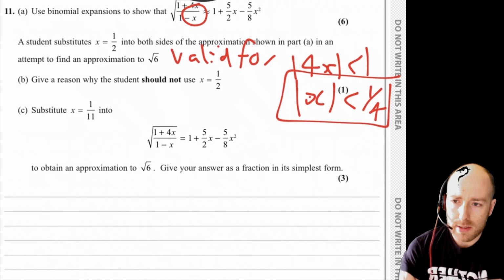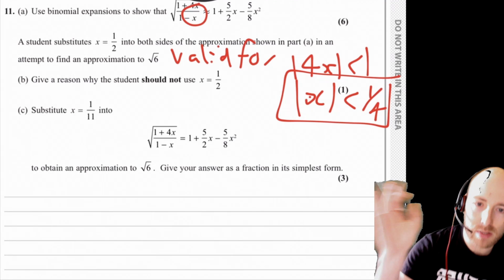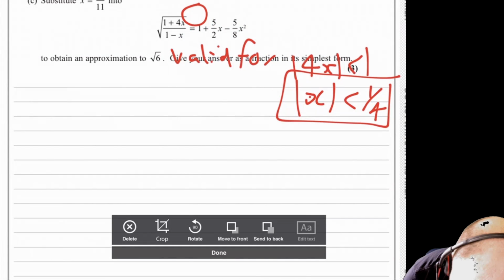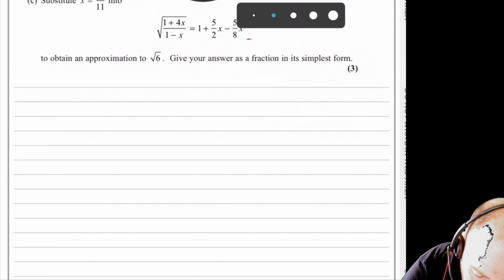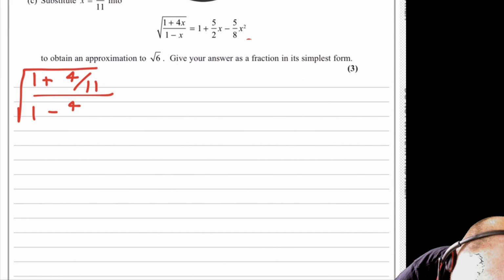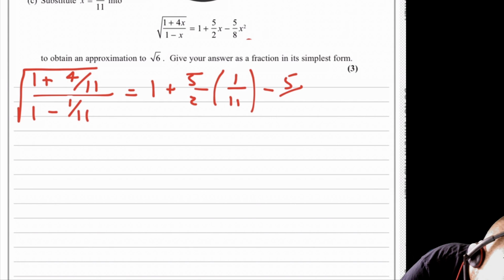Okay, last bit. Substitute x is 1 over 11 in to obtain an approximation to root 6. So we're going to put 1 over 11 into both sides of this equation. I'm going to move this down so I get some more space. So we're going to put 1 over 11 into the left-hand side to get (1 plus 4 over 11) over (1 minus 1 over 11), all to the power of a half, equals 1 plus 5 over 2 times 1 over 11 minus 5 over 8 times 1 over 11 squared.